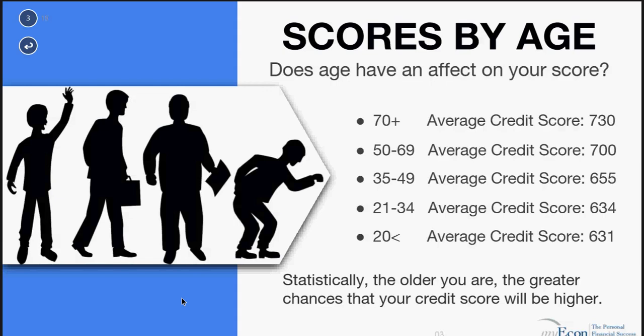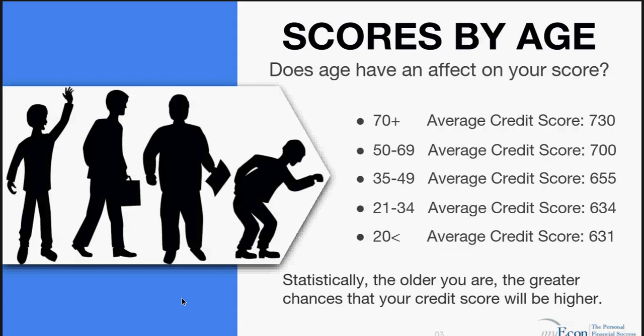You see, as people get older, this is what tends to happen. Their credit scores typically improve. A study on the Wallet Hub, which is a blog, showed that on average, the oldest people have the highest credit score. It says 70-plus-year-olds have an average credit score of 730. 50 to 69-year-olds have an average credit score of 700. 35 to 49-year-olds have an average credit score of 655. 21 to 34, an average score of 634. And typically 20 and under have an average credit score of 631. So sometimes age gives a statistic of what your credit score may look like.